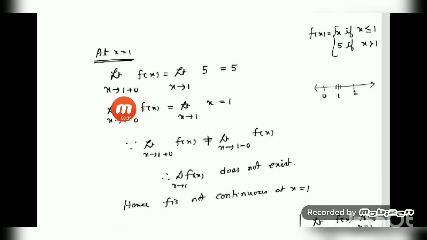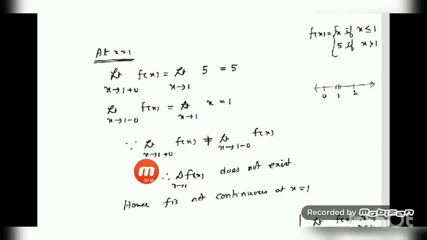Limit x tends to 1 plus 0 of f(x). For x greater than 1, what is the value of the function? It is equal to 5. So I have substituted f(x) equal to 5, x tends to 1, so the value is equal to 5. Then limit x tends to 1 minus 0 of f(x), that is less than 1. For less than 1, f(x) is defined by x. So in place of f(x), I have substituted x, and that value is equal to 1.